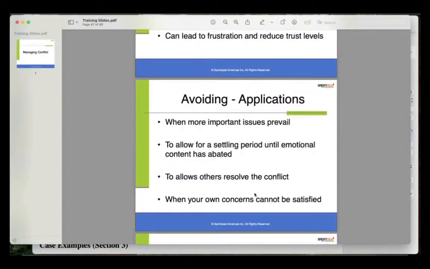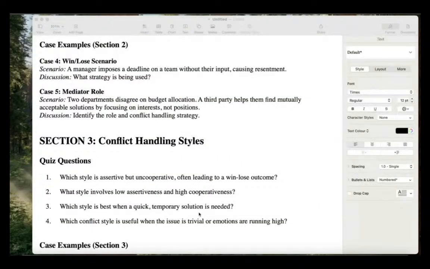So our question was, which style is best when a quick temporary solution is needed? So it is about compromising because a solution is needed. It is not that we can just avoid. Is it clear? Yeah, that's true. So the answer is compromising. Next one is which conflict style is useful when the issue is trivial or emotions are running high? Now, that should be avoiding.